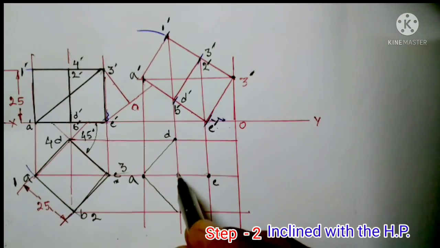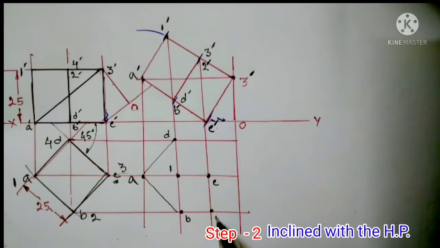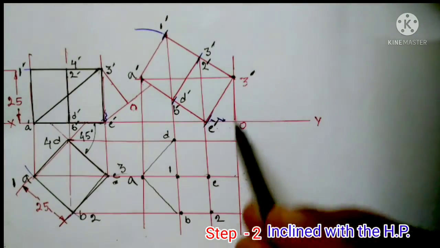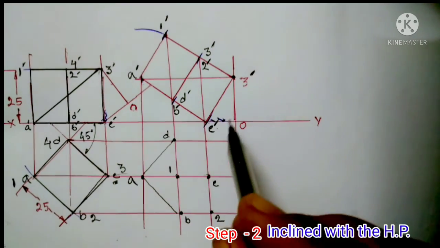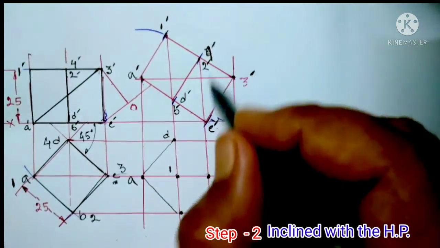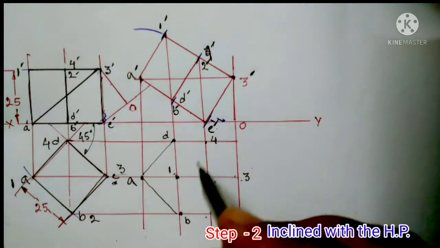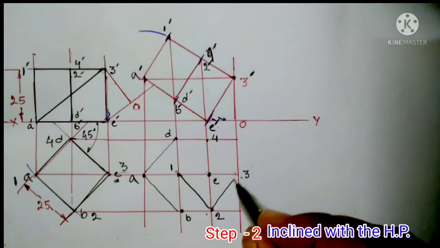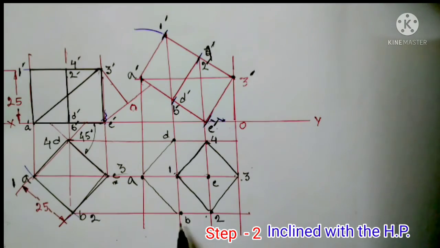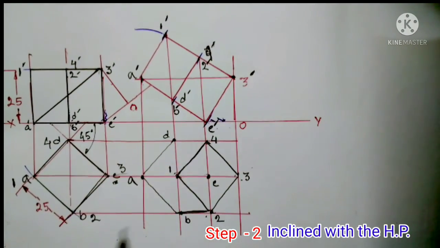Point 1 and then point 2, after that point 3 and point 4. Now join the points 1, 2, 3, 4 with line. Then join the points B2, A1, D4 as a height of the cube.